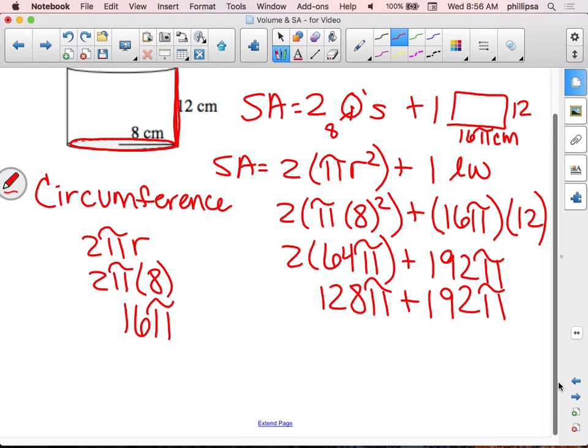And because these both include pi in them, they can be added together. They're like terms. It's like saying 128x plus 192x is equal to 320x. So this is equal to 320 pi, and then, of course, centimeters squared.